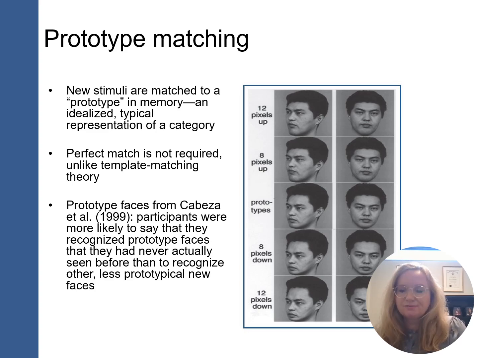So there's nice evidence from a variety of different studies. Cabeza et al. in 1999 had prototype faces, and participants were more likely to say that they recognized prototype faces that they'd never actually seen before than to recognize other, less prototypical new faces. That would suggest that you have some prototypes in your brain of typical things. So you might have a prototype of a typical person of some characteristics, or a typical dog, or a typical table, things like that. And then you're able to match to the typical thing.